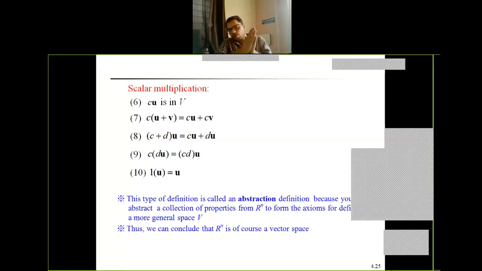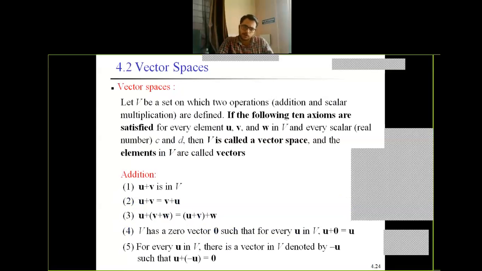Before going to the examples, I feel that for Rn itself, we will check these axioms. So we'll come to the first axiom. What is Rn? Rn is the set of n-ordered lists of real numbers. What does n-ordered mean? You have seen the definition of tuple. In that case, we have seen that an ordered list of n elements is called a tuple.